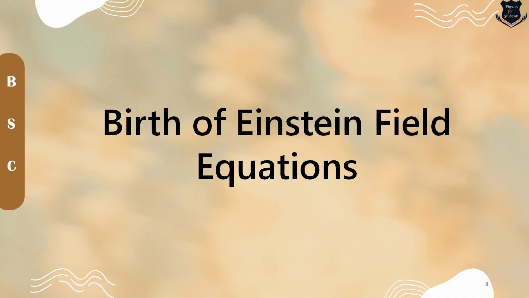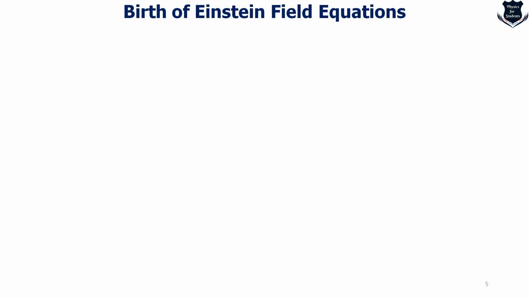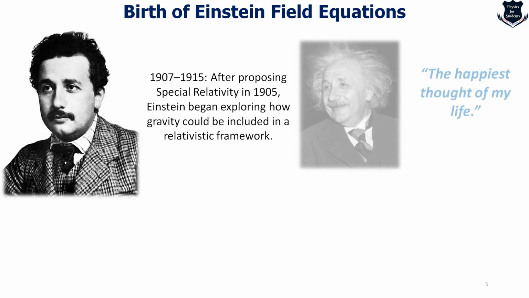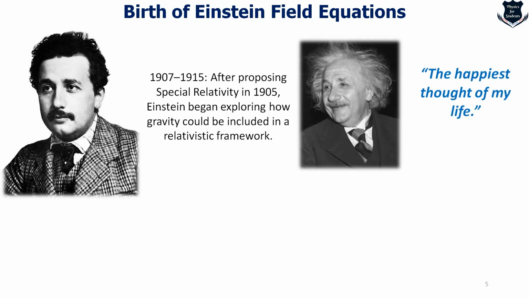Now there is a very interesting history, or I would say interesting chronology, in which Einstein discovered the Einstein field equations. So we come to what is called the birth of the Einstein field equation. Within 1907 to 1915, I would say 1905, when Einstein proposed the special theory of relativity, he started working from inertial to non-inertial frames of reference. And during that time he said he had arrived at the happiest thought of his life. That is quoted as the annus mirabilis, or the golden years.